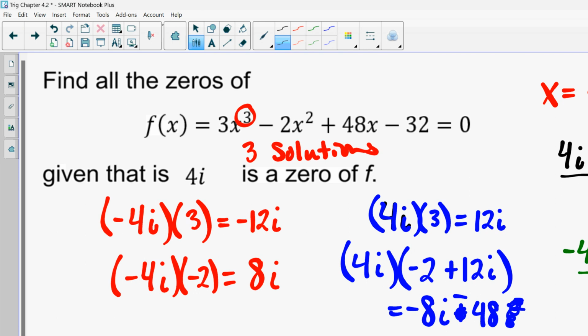And lastly, negative 8i plus 8i is 0. So after applying both of our complex solutions, we get this here.